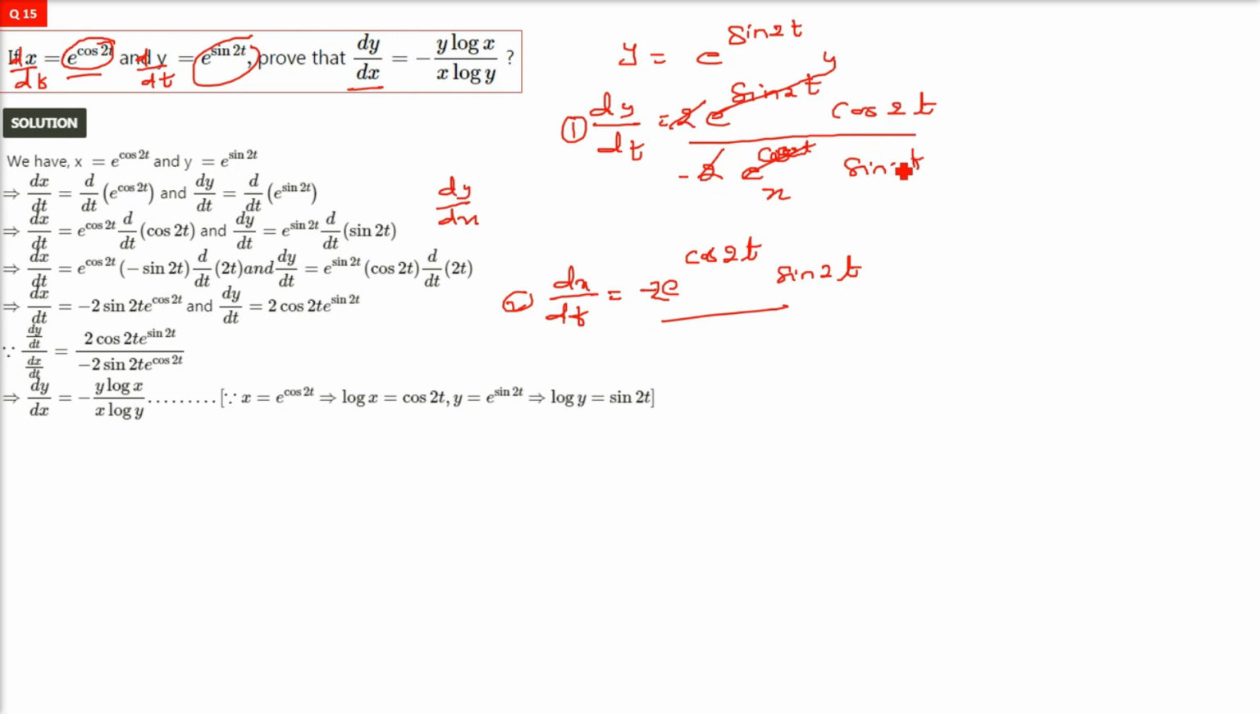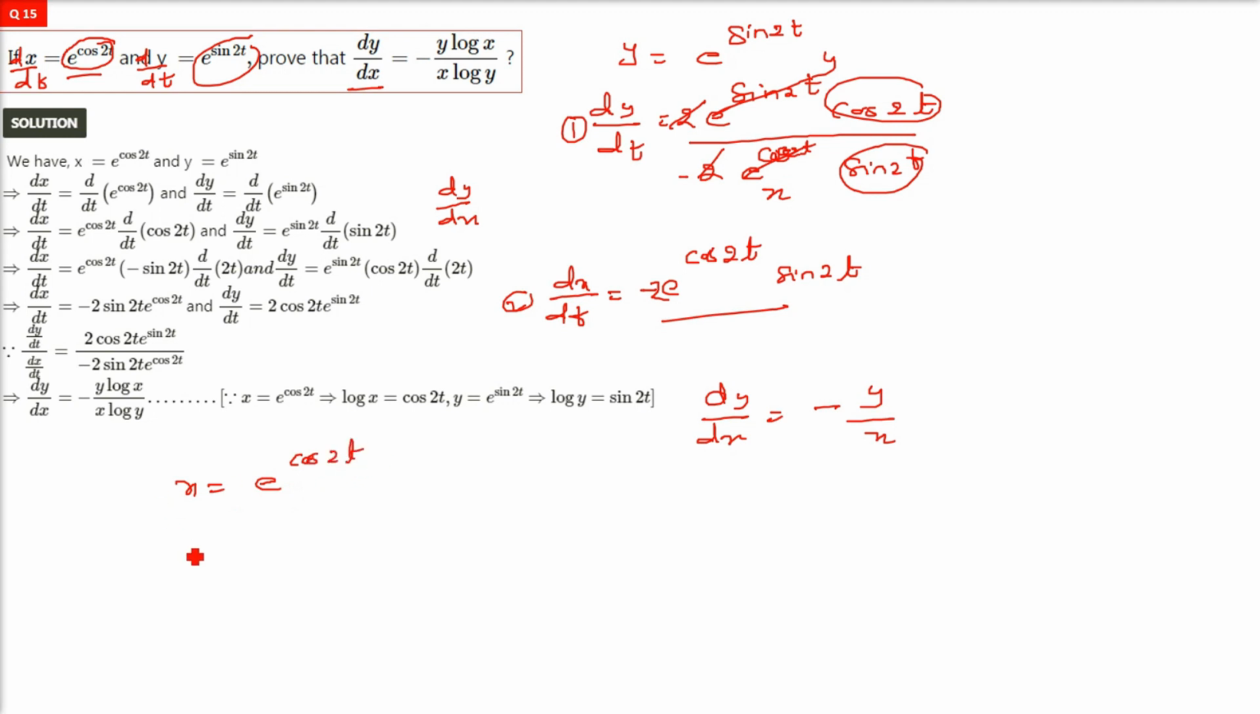Because this is the question, in the question it is given already. How about cos 2t and sin 2t? Because we cannot have a t on the right. We have already come till this point, negative y by x and cos 2t and sin 2t. And if you see, this x is equal to what? e raised cos 2t.